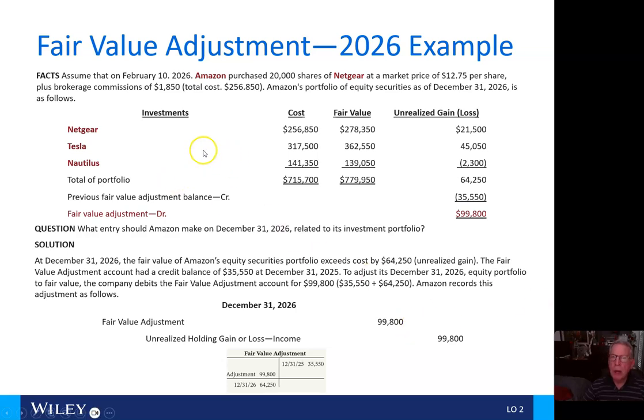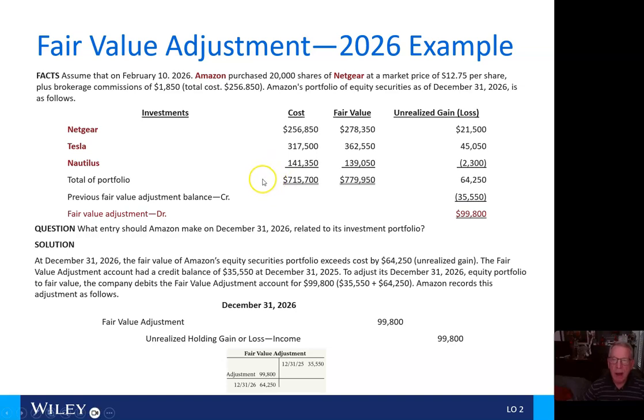So now we are going to assume on February 10th that they purchased 20,000 shares of Netgear at a market price of $12.75 per share, plus brokerage commissions of $1,850. So the total cost of $256,850. So their portfolio of equity securities as of December 31, 2026 was the following: Netgear, Tesla, and Nautilus.